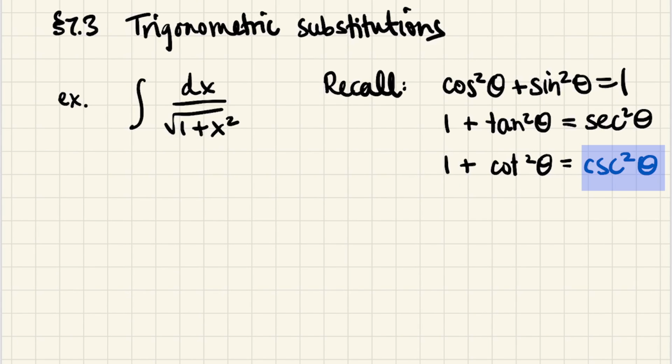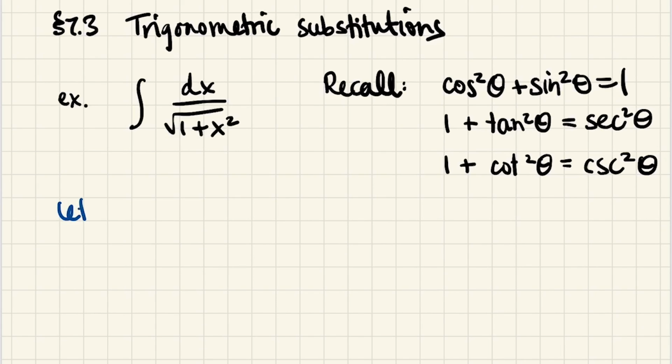So when you have a sum or difference of squares in an integral, and there's no obvious u substitution, we're going to try and make this 1 plus x squared here look like one of these identities. In particular, imagine that this were 1 plus tangent squared. Well, then the entire radical would be secant squared. But the square root of that would just be secant. Okay, so let's see how we would approach this and what a trigonometric substitution is.